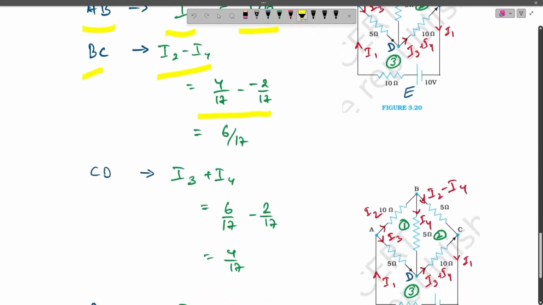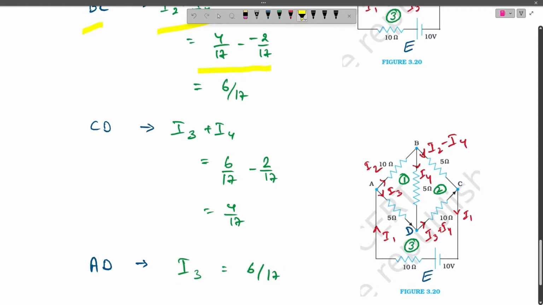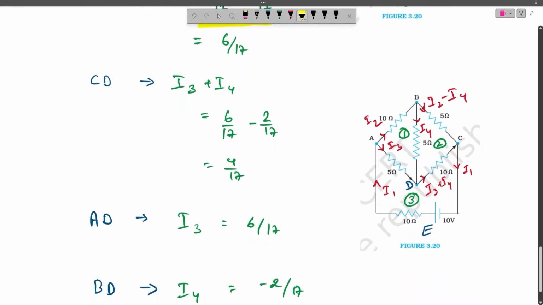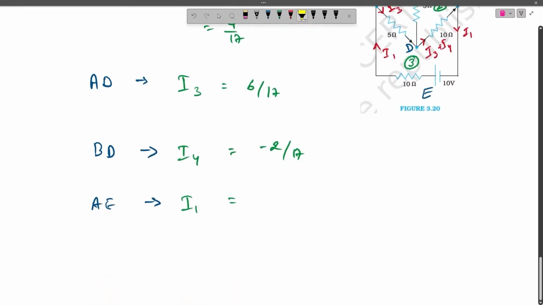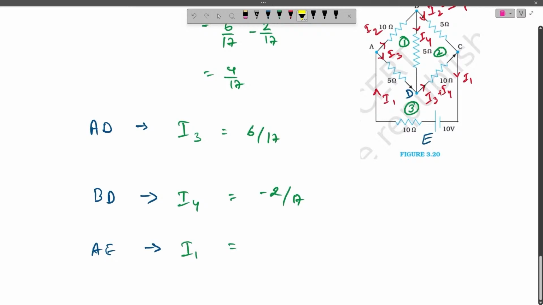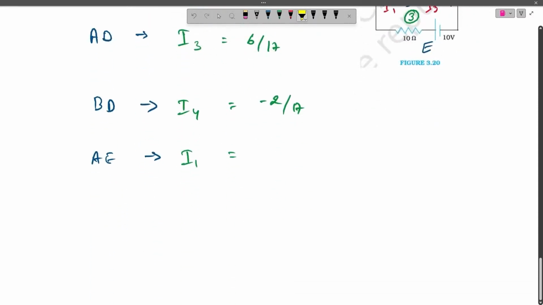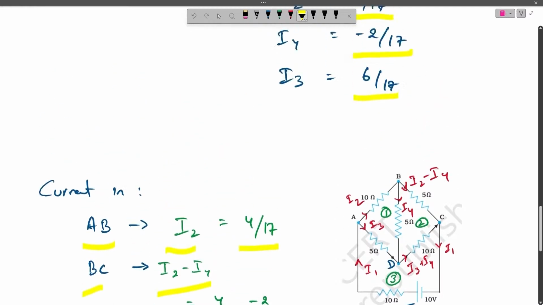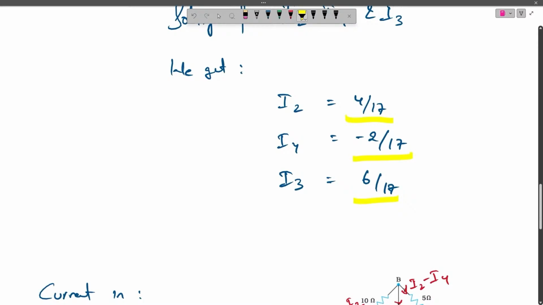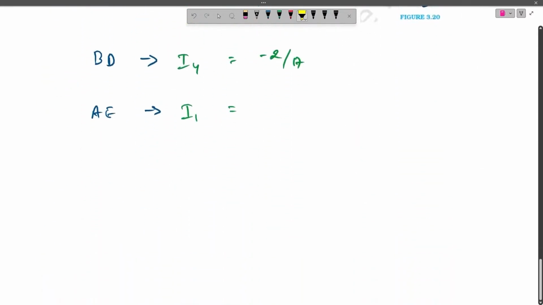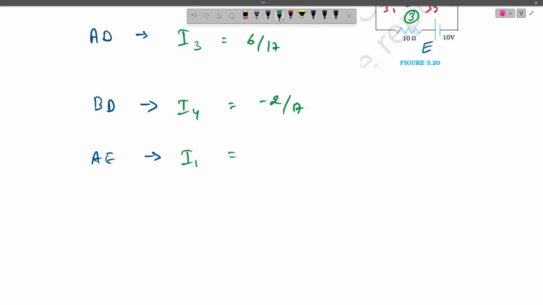So using the same approach, we can find the current in BC, AD and BD and AE as well. The current in AE would be equal to I1. Now I1, as I said before, is given by I2 plus I3. So we can simply add 4 by 17 and 6 by 17 and we will get 10 by 17. Now each of these currents will be in ampere.